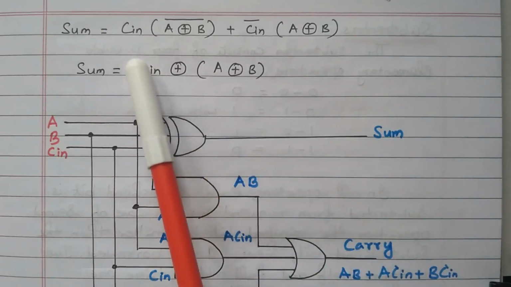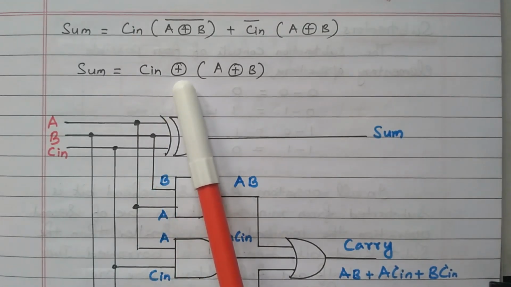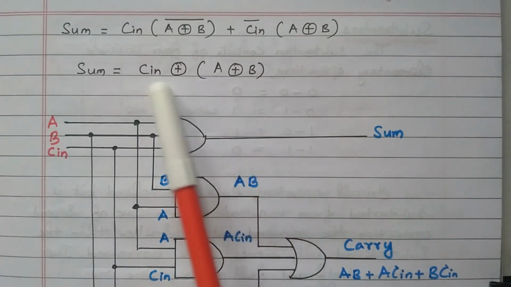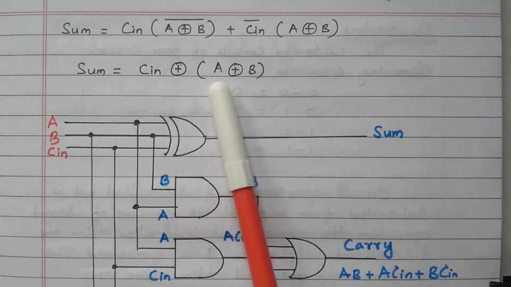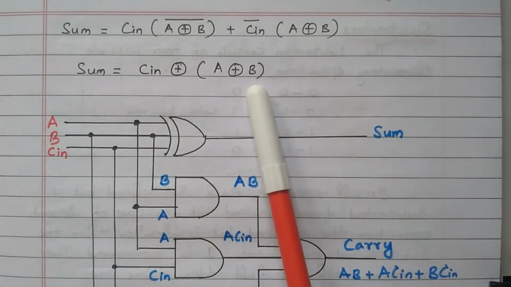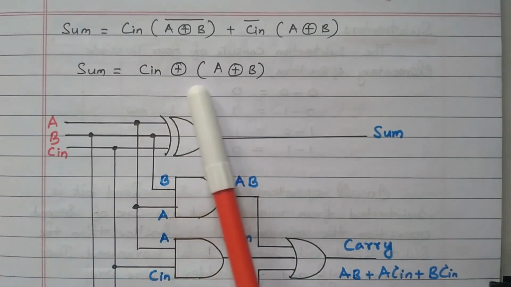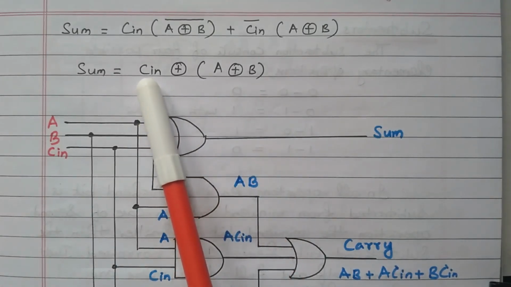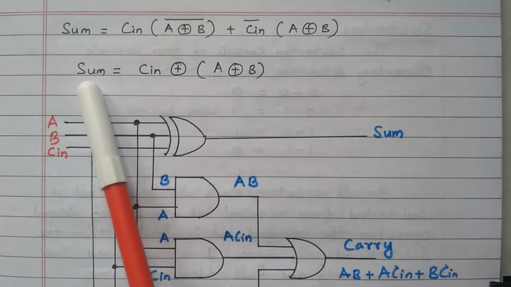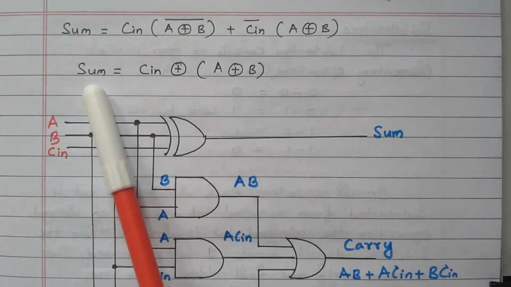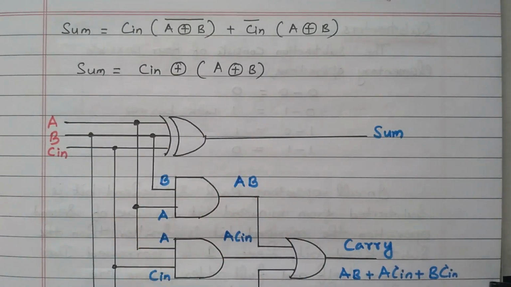So that can be written as A XOR gate of B, right? So A XOR gate of again A XOR gate of B. So by using the XOR gate with 3 inputs, C in, A, B, we got the expression for sum, right? So we are able to understand this, right?